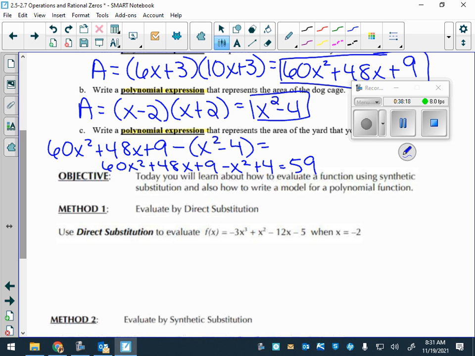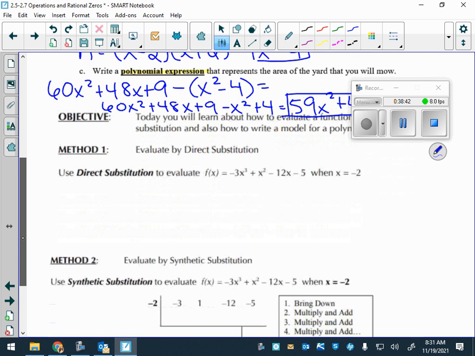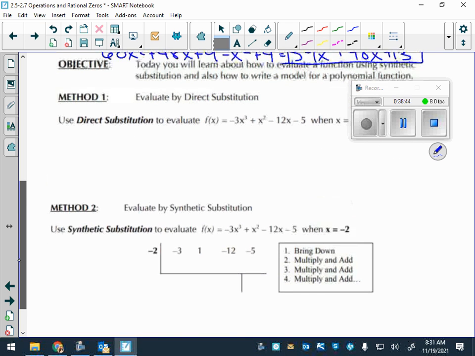59x squared plus 48x plus 13 is your final answer. And that's the area that you will mow. So the last two things are in terms of substitution. Last two for today, because we've done a lot.